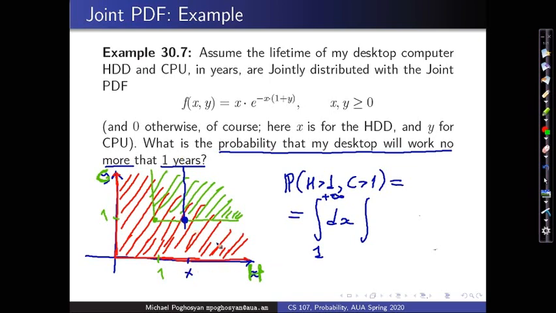For each x here, y will run from, not 0, sorry, 1 to plus infinity. So x times e to the minus x plus y, dy. We need to integrate this to obtain this probability, and we will calculate 1 minus this probability to obtain the requested answer to this question.